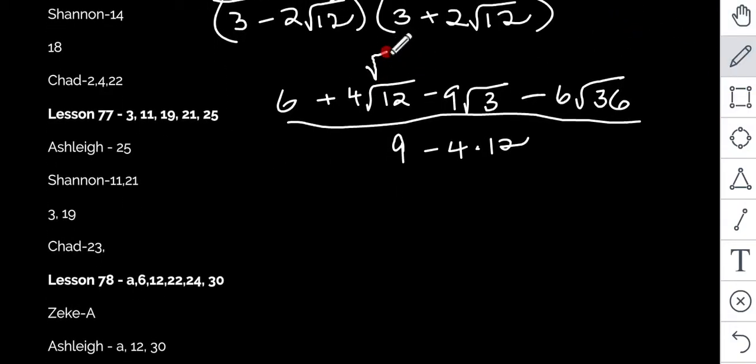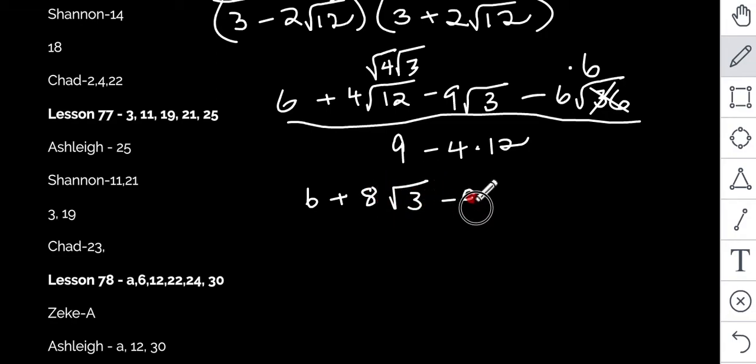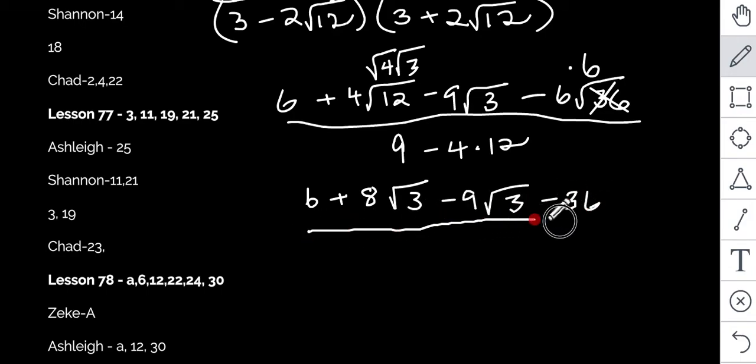12 is going to be the square root of 4 times the square root of 3, right? Or you could tree it out. This is just going to be 6. So let's just simplify this out. We're going to have 6 plus the square root of 4 is 2. So it's going to be 8 root 3 minus 9 root 3 minus 36, all over negative 39.